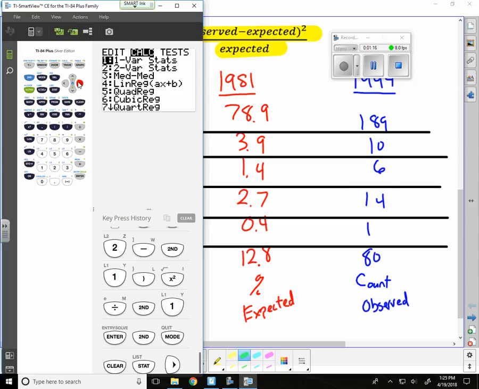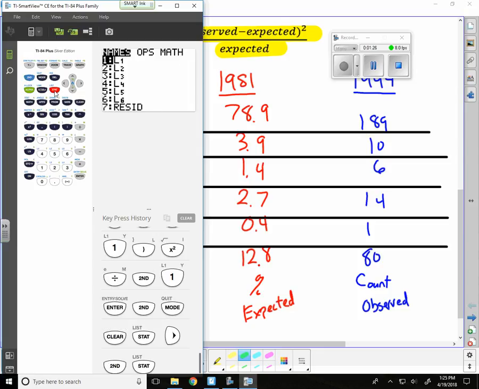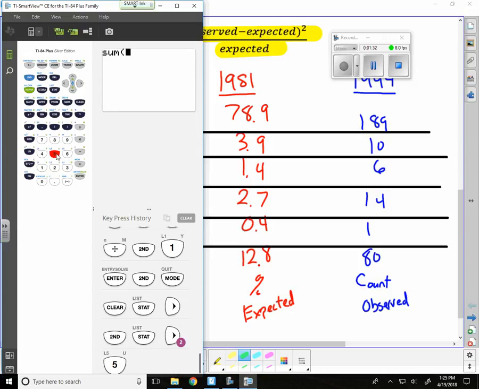Where was that? I thought we found it somewhere else too. List. Oh, right above stat. Second list. Oh yeah, over to math. Sum, number 5. But it's also under catalog. So we want the sum of which list? L3. That's right.